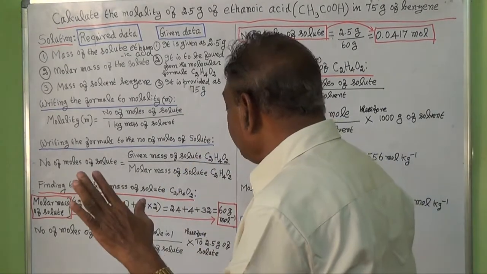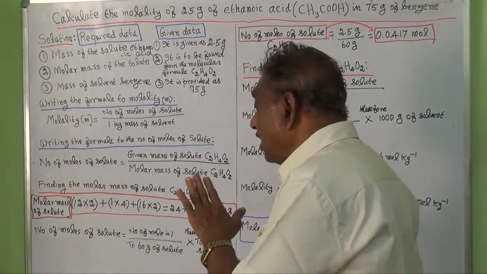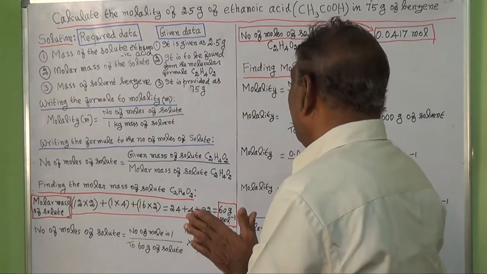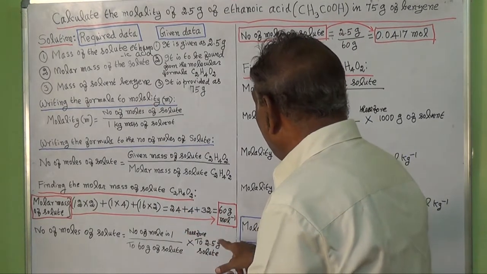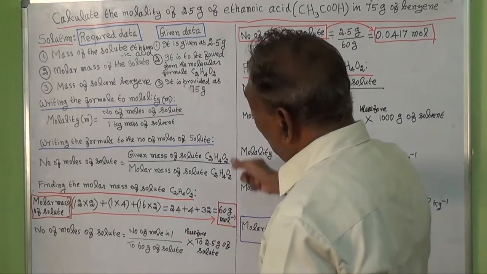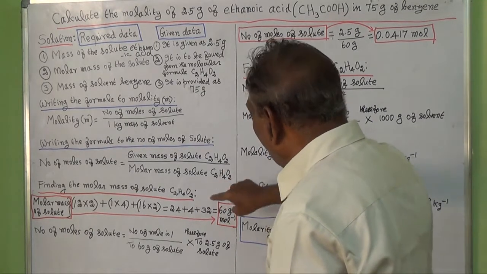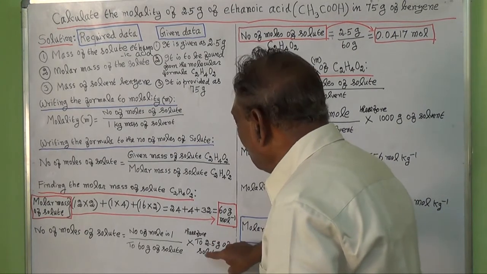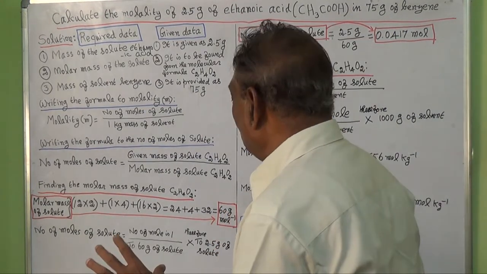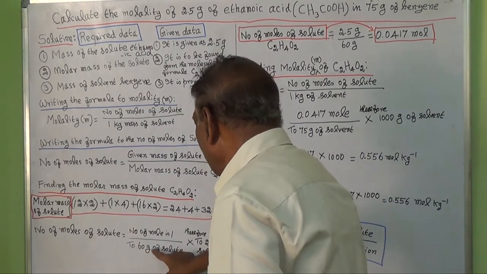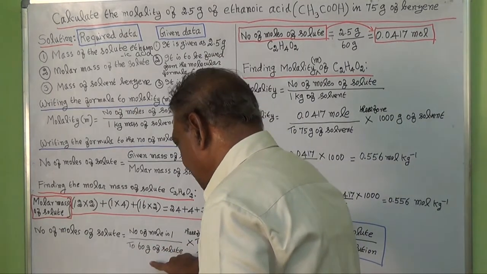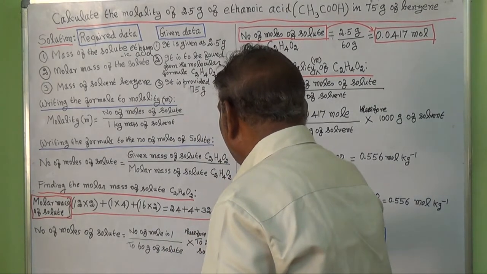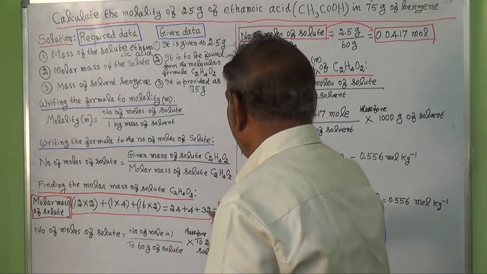In the sum, the mass of the solute is not given as 60 gram. It is given as 2.5 gram. So we have to calculate the number of mole for the given 2.5 gram of solute ethanoic acid. So it is written as, for 60 gram of solute ethanoic acid, the number of mole is 1. Therefore, 2.5 gram of solute ethanoic acid is given.